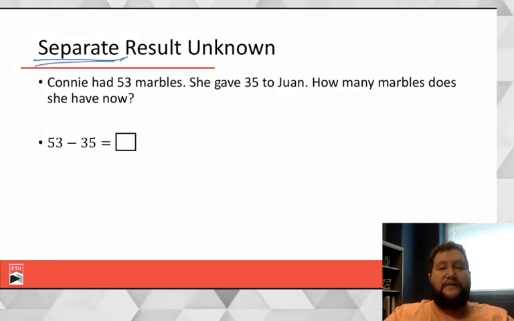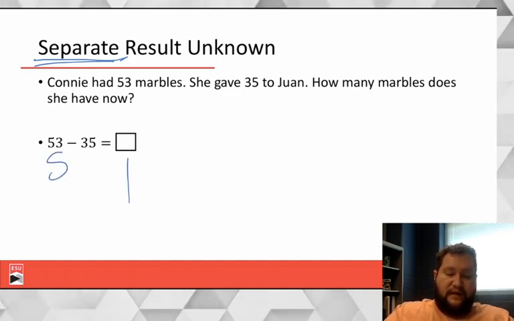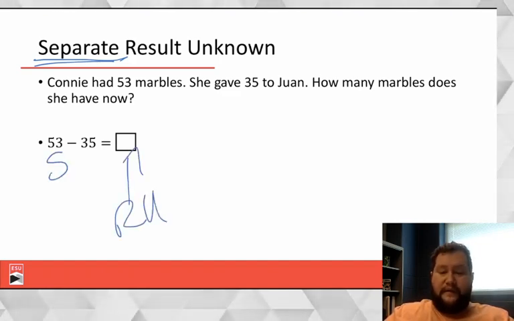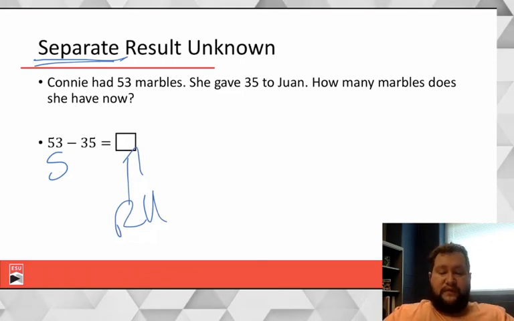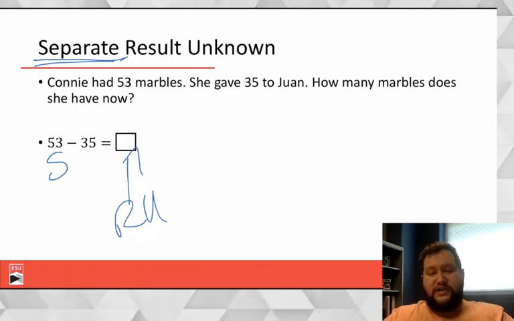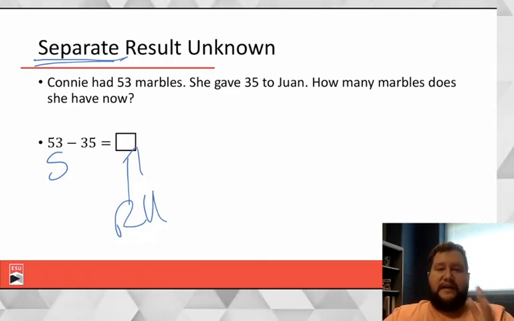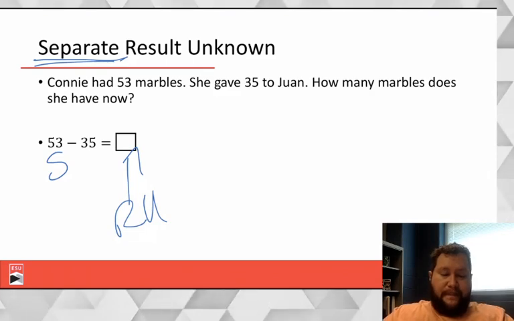So Connie has 53 marbles and she gives 35 to Juan. How many marbles does she have now? So we have a separate and the result is unknown, right? And so use any number of strategies. This is just a way to classify subtraction problems. So we had 3 classifications for addition. Let's see how many we have for subtraction.